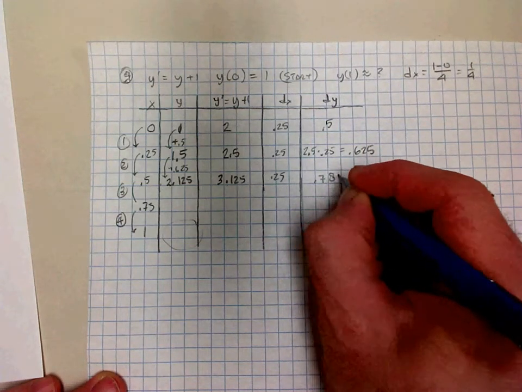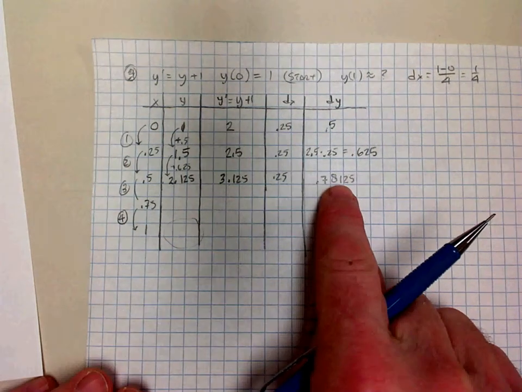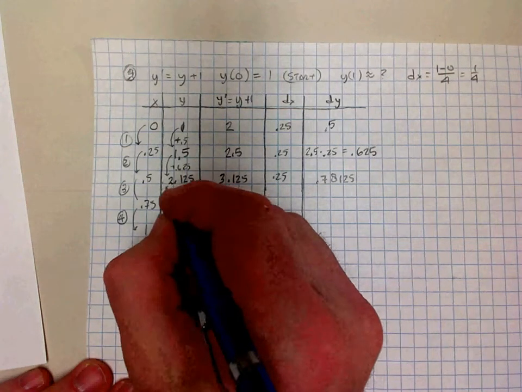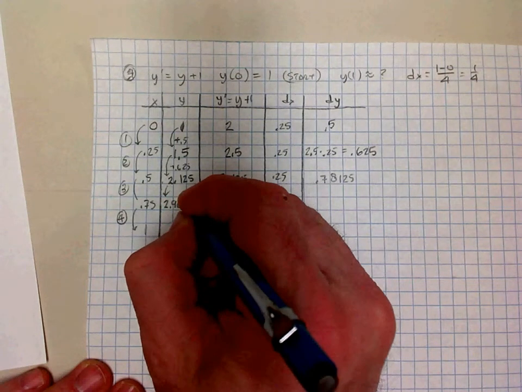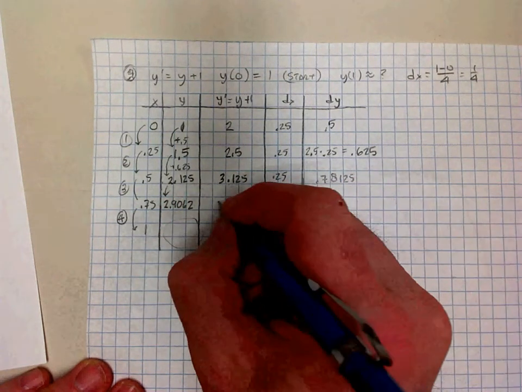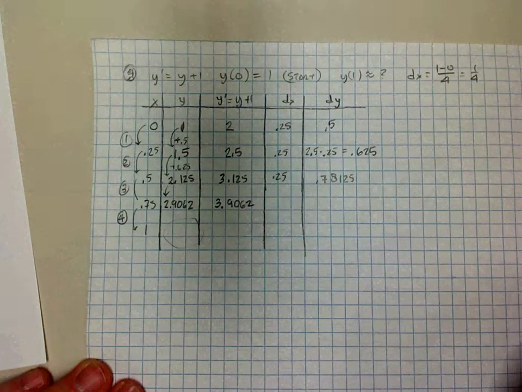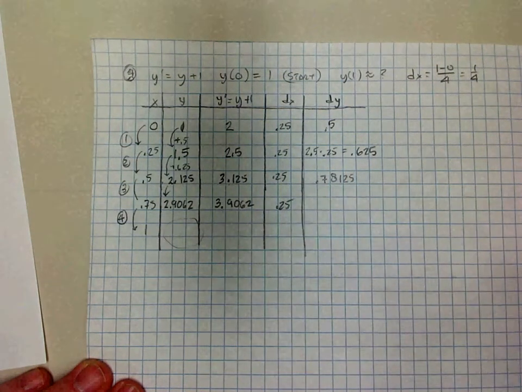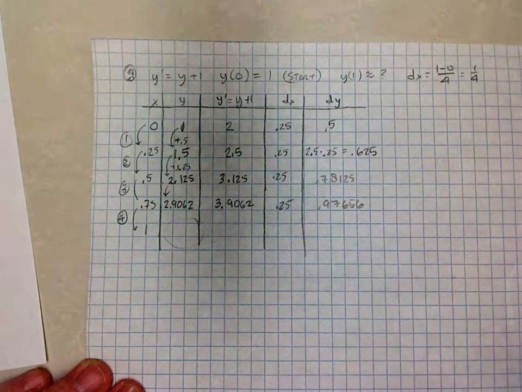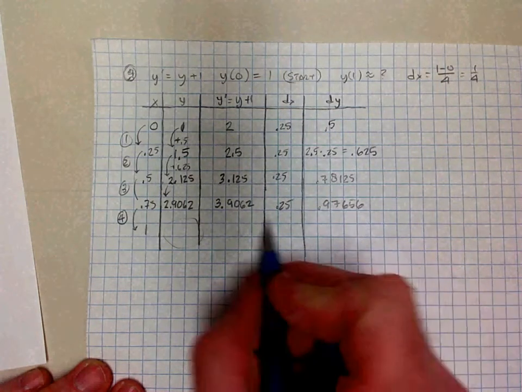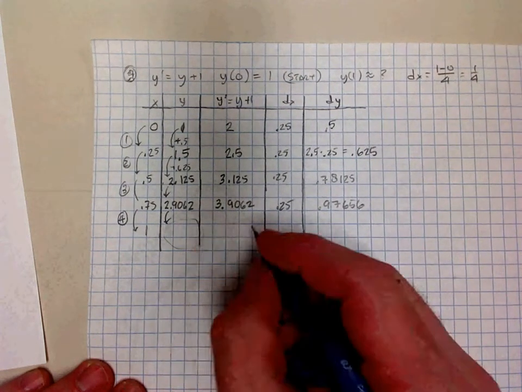These two columns always give us dy. Dy plus the previous y value is going to give us 2.9062. Add 1. This will give us 3.9062. Multiply that by 0.25 will give us 0.97656. That value will be added to the last y value that we have, and it will give us our final estimate of 3.8827.